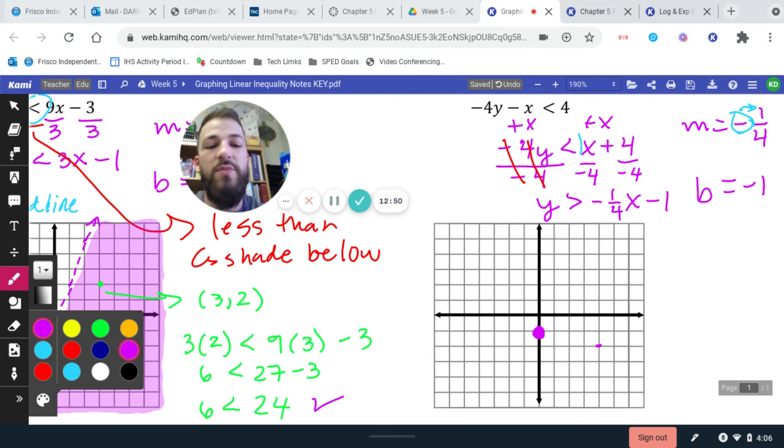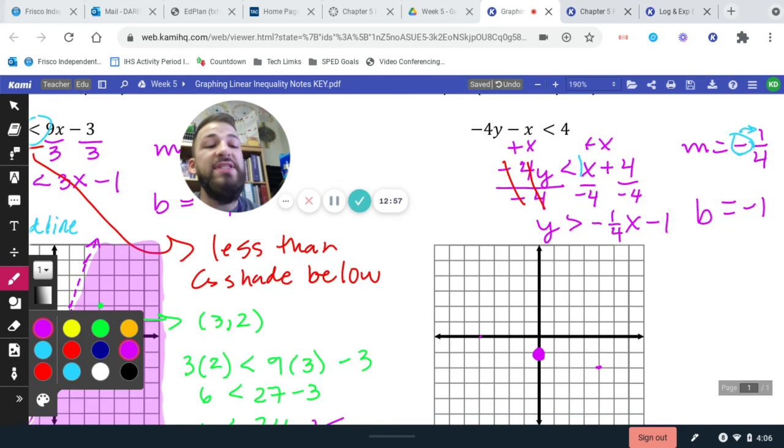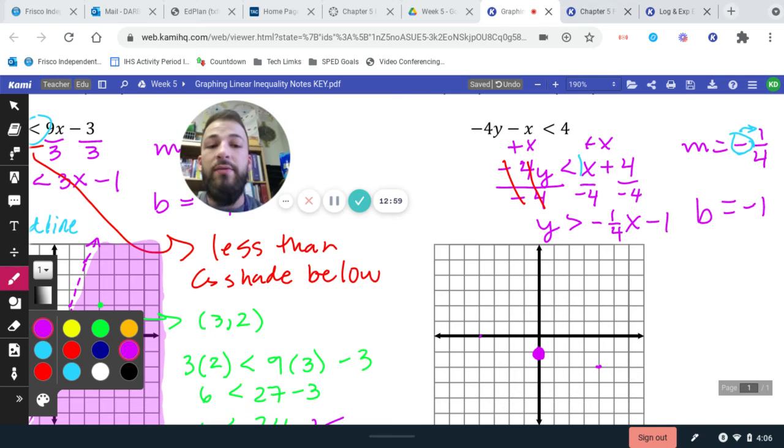Down to the right, I ran out of room. Up 1 to the left, 1, 2, 3, 4, and same thing in the other direction. Then once again, I have to look at my inequality to know how I'm going to draw my line and how I'm going to shade. It's just greater than, with no line underneath, so it's going to be dotted instead of a solid line.